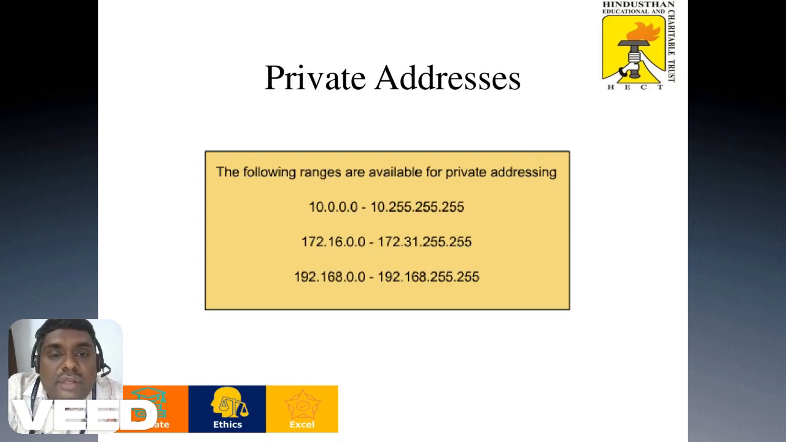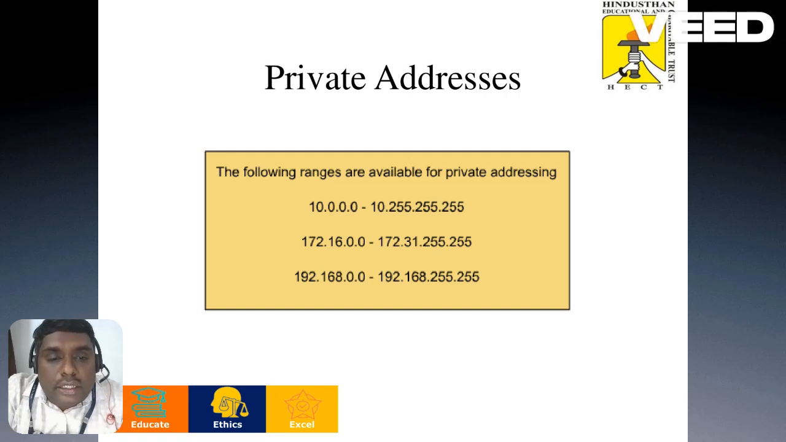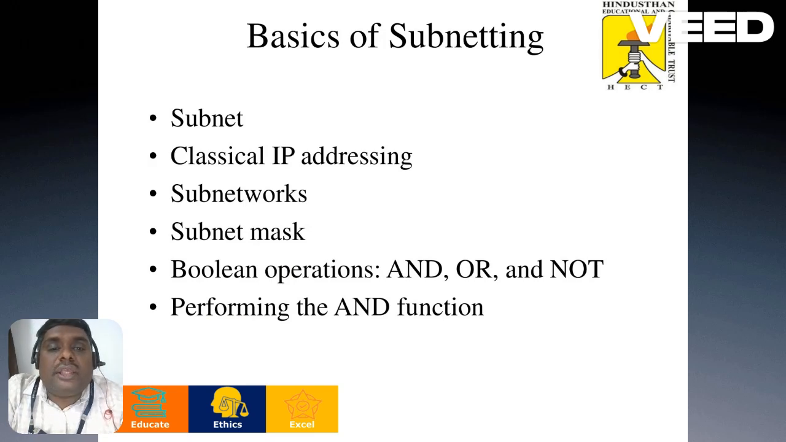Private address. While using Class A, we will use the private address range, which is 10.0.0.0 to 10.255.255.255. The next one, Class B, is 172.16.0.0 to 172.31.255.255. And Class C is 192.168.0.0 to 192.168.255.255.